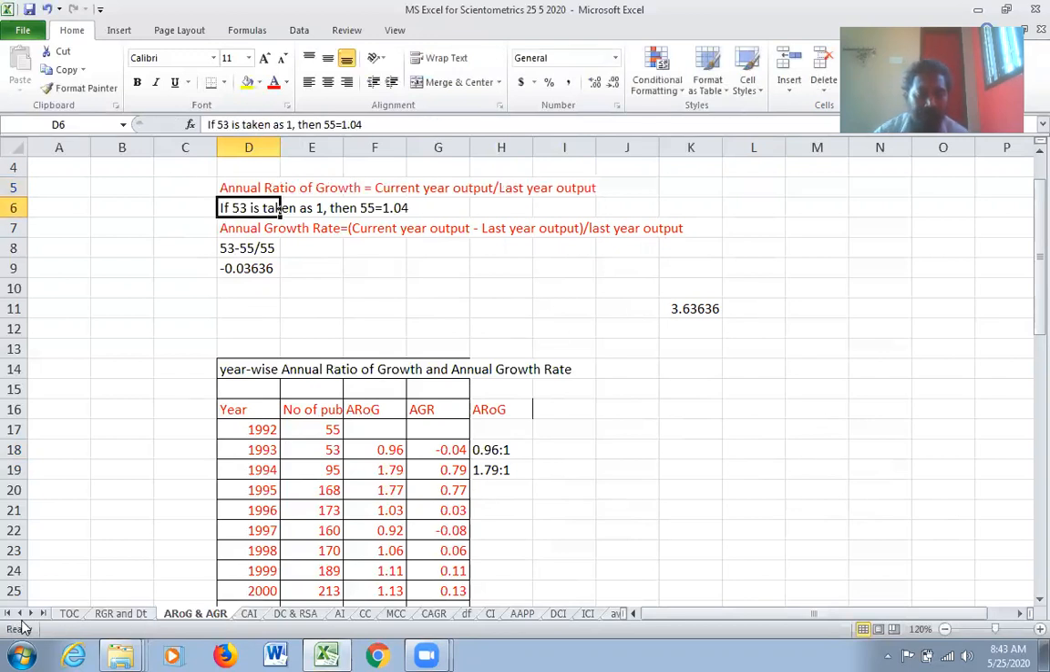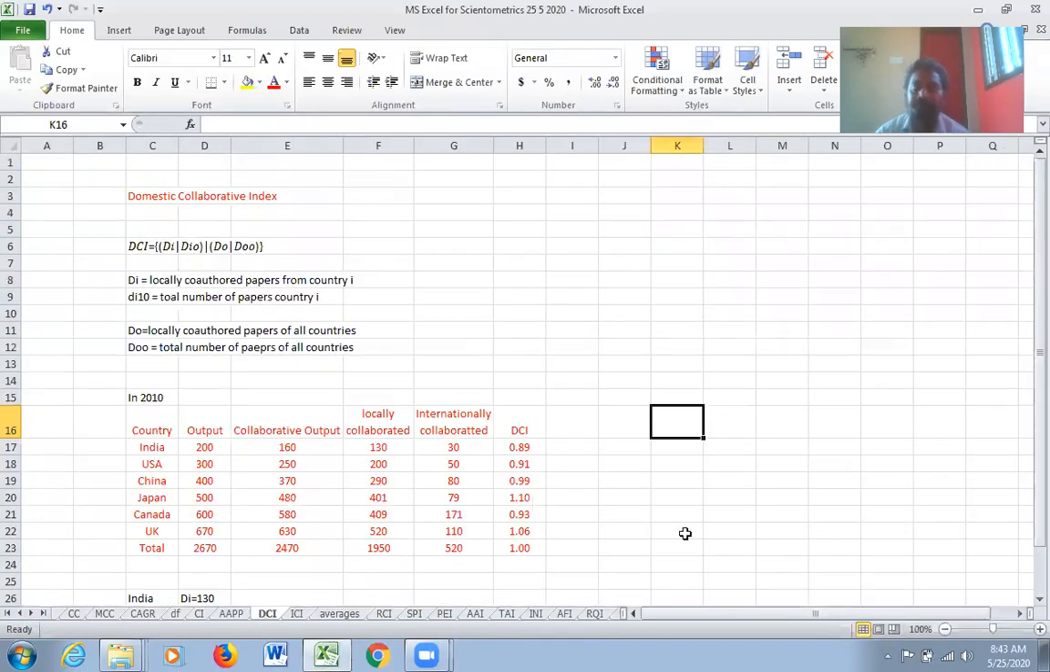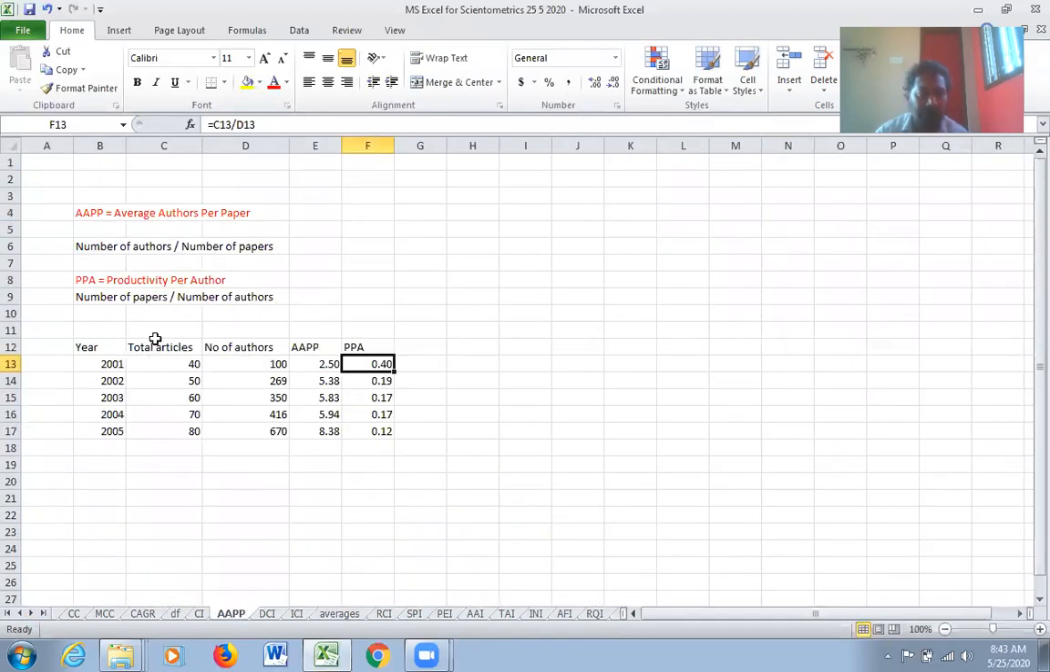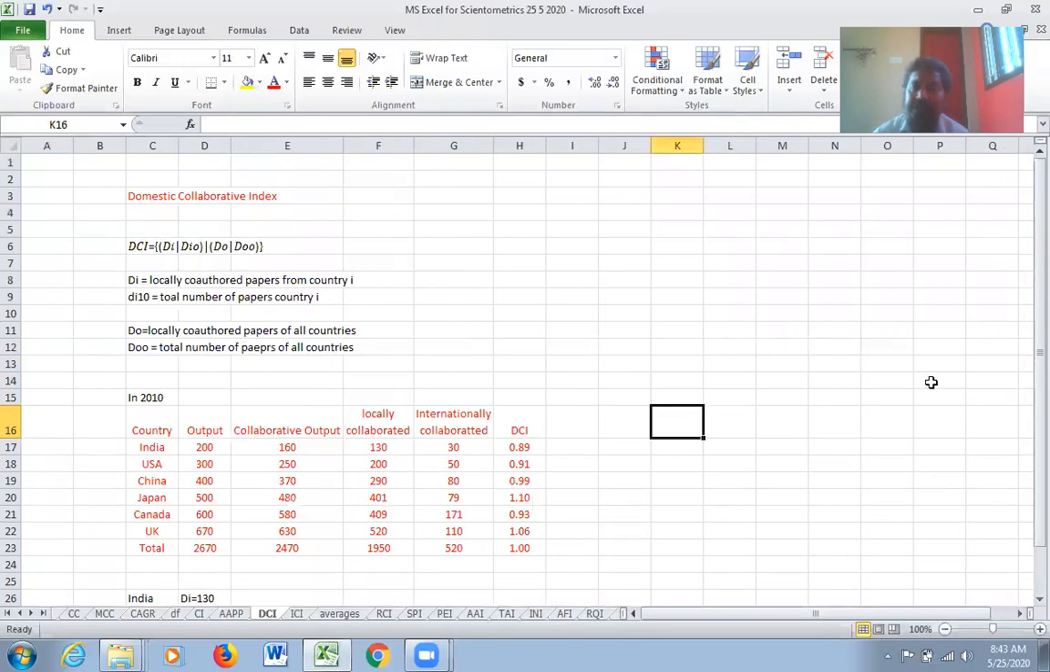Now let me go on to the remaining scientometric indicators. Let me start with this DCI. I think we had seen up to this particular AAPP. Now we'll start the DCI. DCI stands for Domestic Collaborative Index.